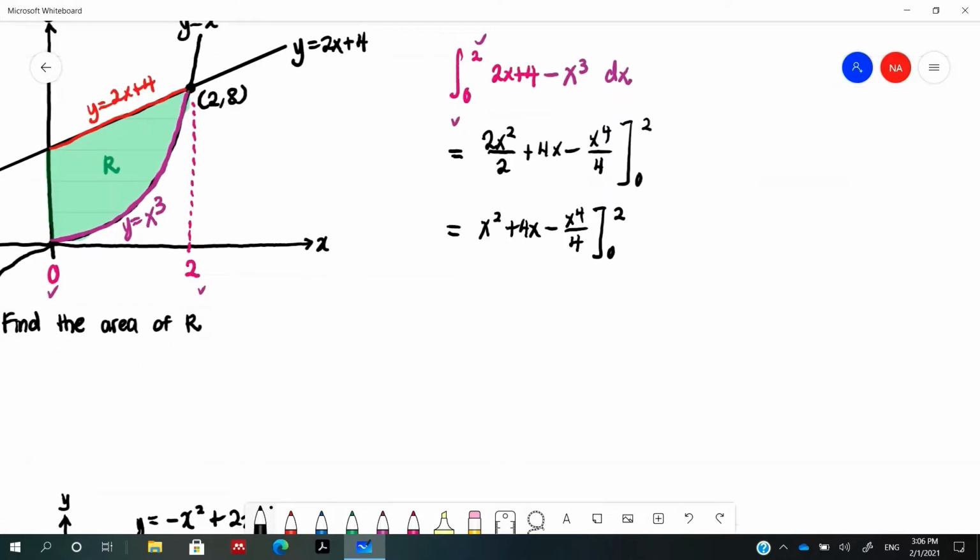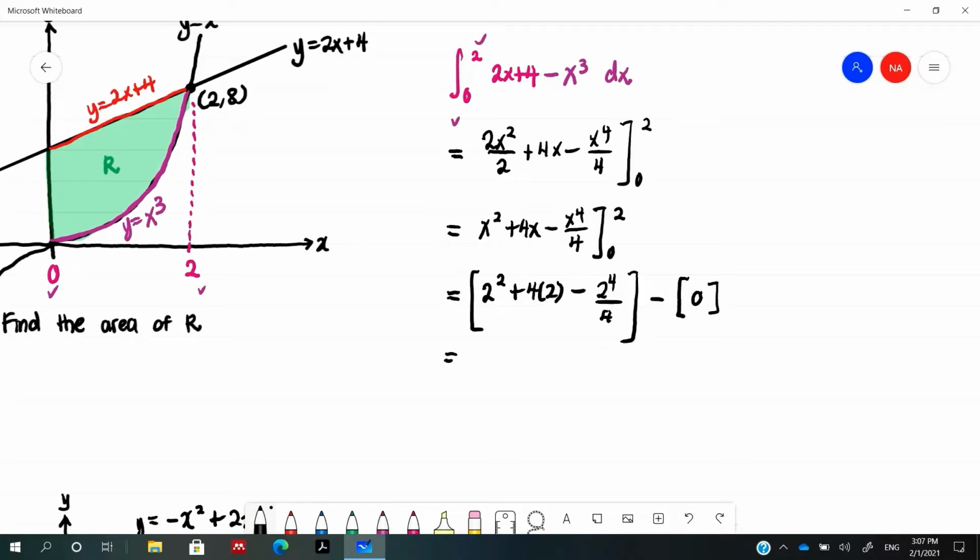So you have to substitute with 2 first. So you have something like 2 squared plus 4 multiplied with 2 minus 2 to the power of 4 over 4. Right, this one is substituted with 2, and then you subtract the one that is substituted with 0. So if you substitute 0 at this x, you'll have 0 function there, right? So you have to subtract 0 actually. All right, so you have to show that you subtract 0, right? There may be some marks there, right?